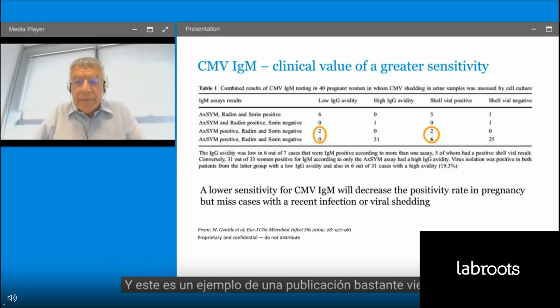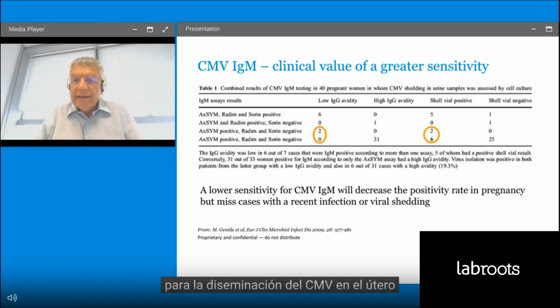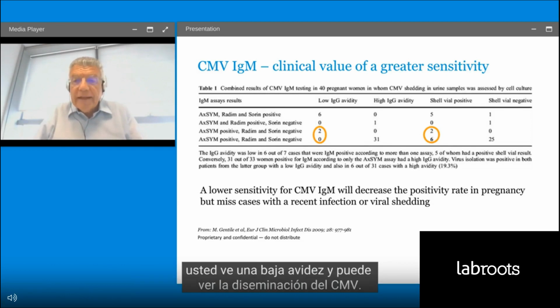This is quite an old paper, I would say, in which pregnant women were tested by different assays for IgM to CMV. And the other assays that have been done in these cases are the IgG avidity and the testing of the child for CMV shedding in the urine, which of course is an indication of the reactivation of the infection and then the likelihood to transmit again. As you see here, there are cases in which one assay may be positive and the other ones are not. And unfortunately, in some of those cases, you do see a low avidity and you may see CMV shedding.